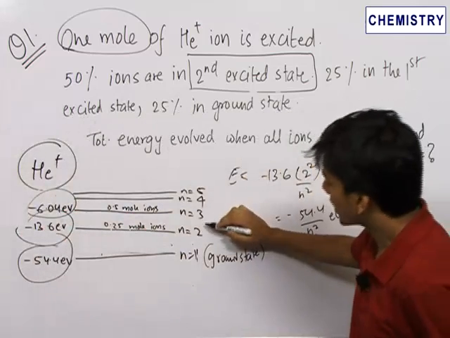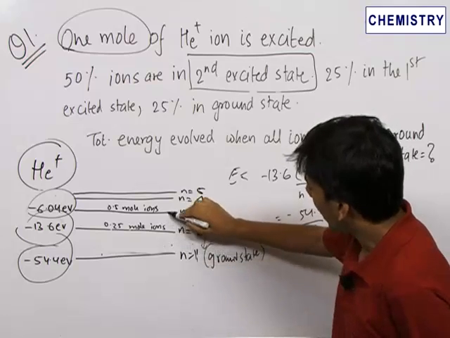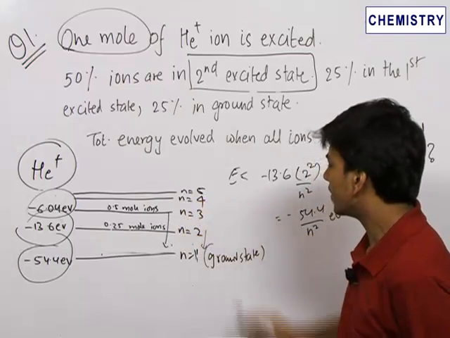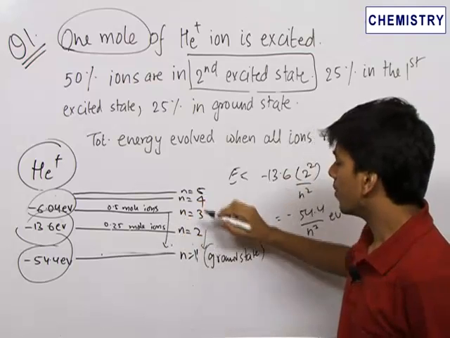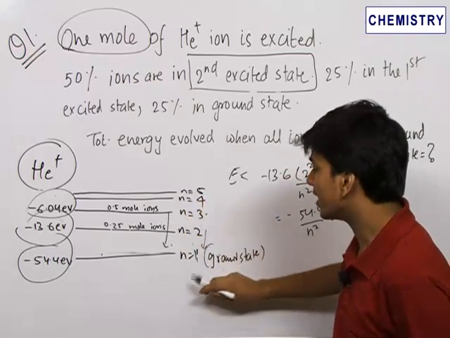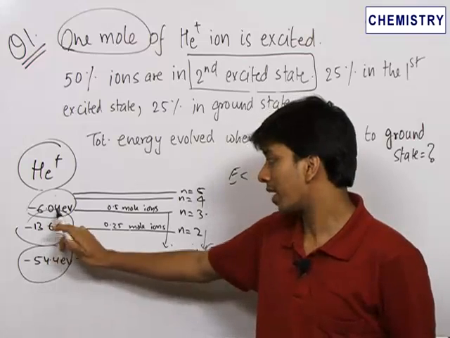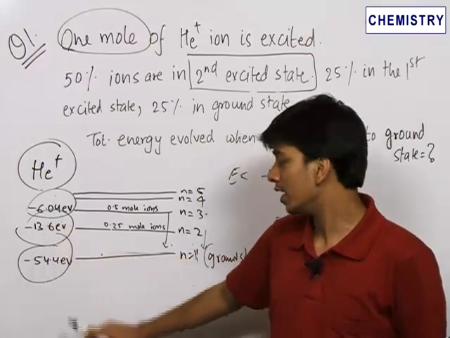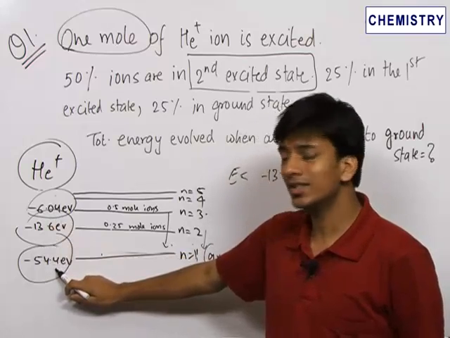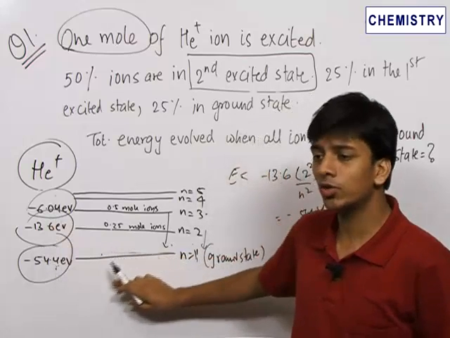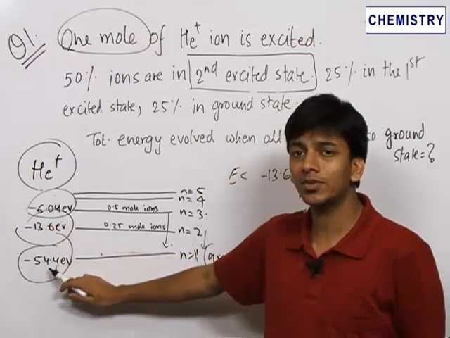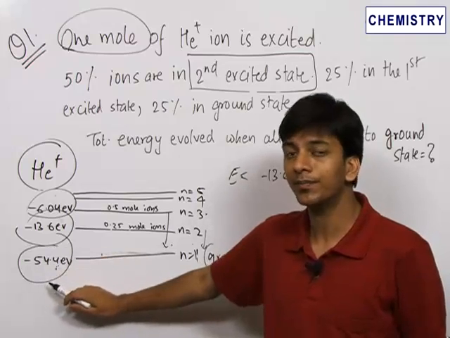Now when the ions come from n equal to 2 to n equal to 1 and n equal to 3 to n equal to 1, they release some energy, because n equal to 3 is a higher energy state than n equal to 1. Minus 54.4 is, mind you, smaller than minus 6.04 or minus 13.6. So this is the lowest energy state because it is closest to the nucleus, and the electron will be more stable over here.